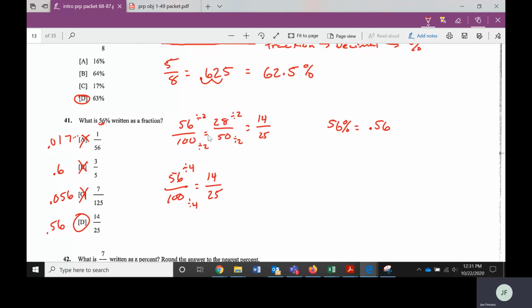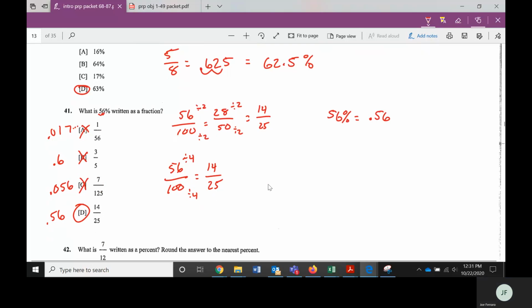So again, there's just 2 different ways of doing it. If you know how to do this way, you don't have to go through and test every choice. You just reduce the fraction. There it is. All good. If you're having trouble with reducing the fractions, change your percent to a decimal, and then you just have to check all your choices.